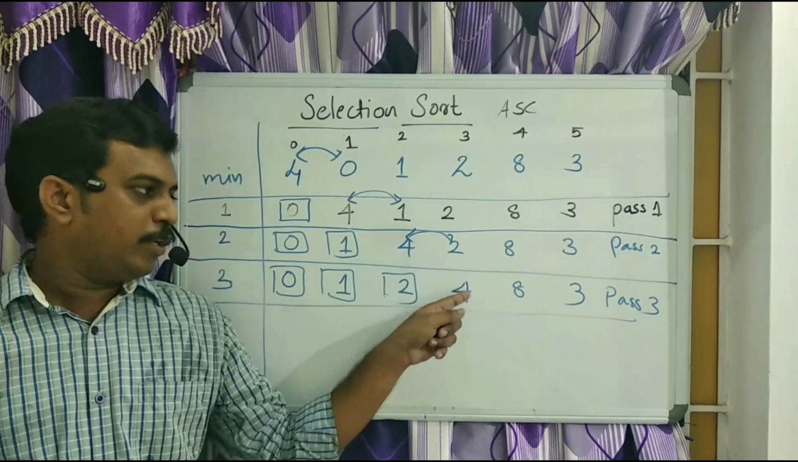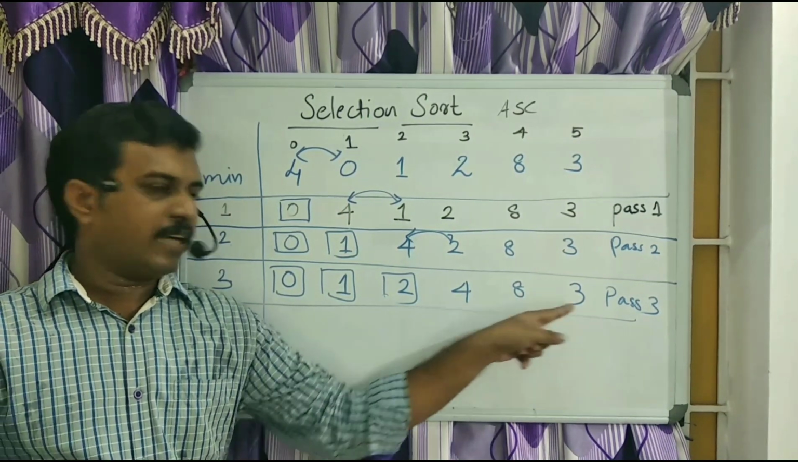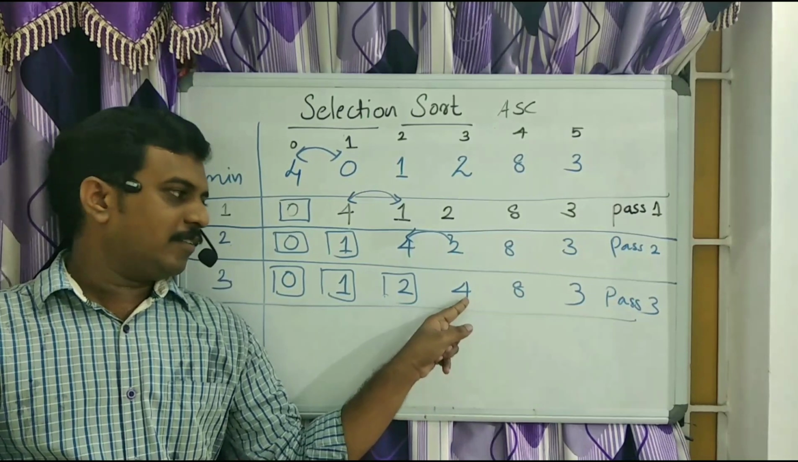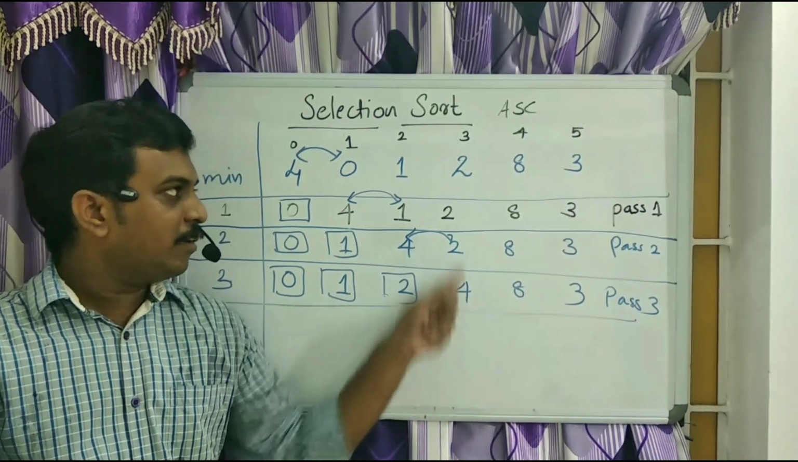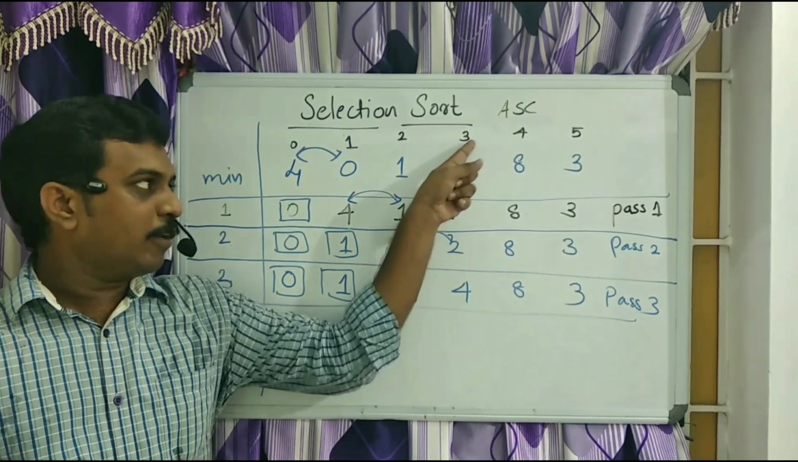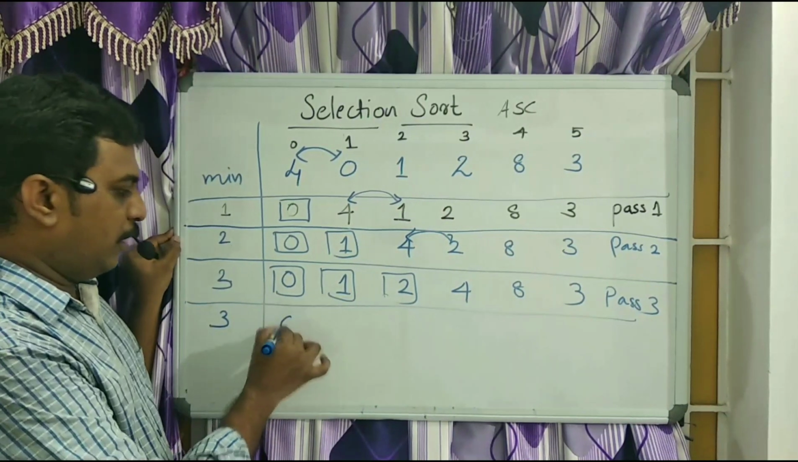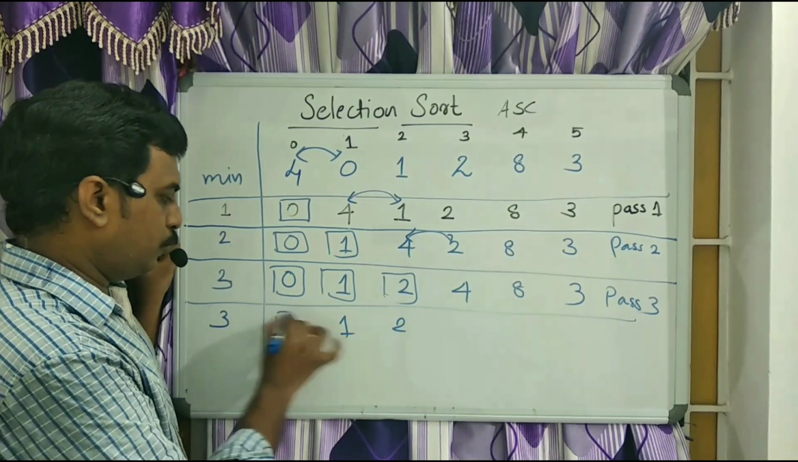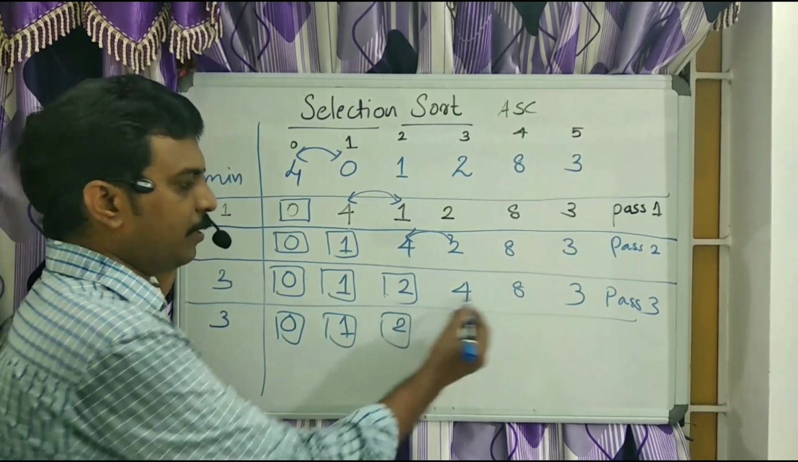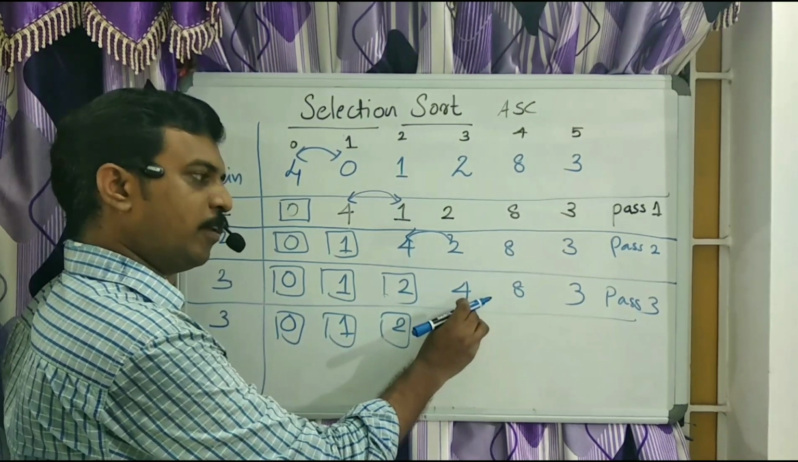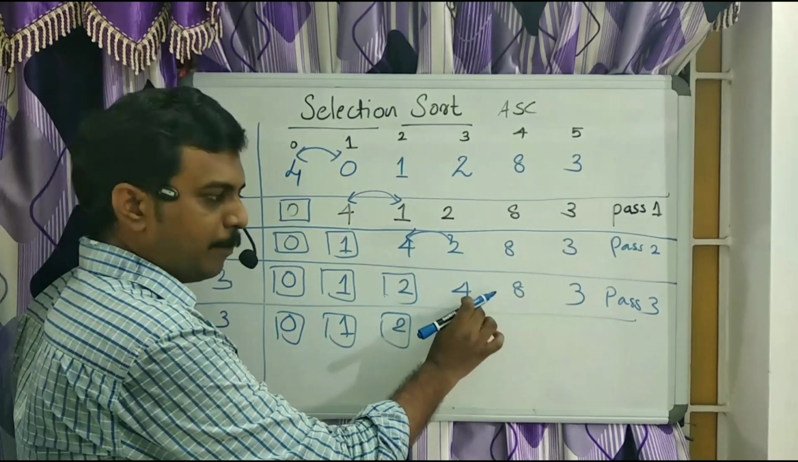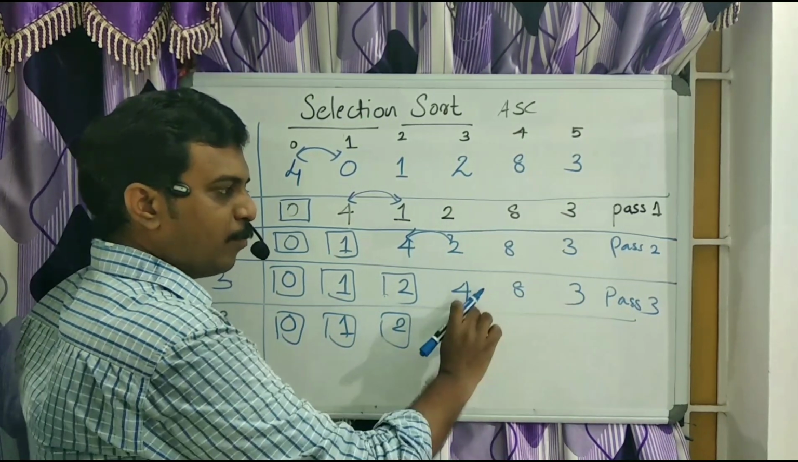Now we need to sort the elements 4, 8 and 3. 4 is the starting element in the remaining list. What is the index of 4? The index of 4 is 3. So I will store the minimum element index as 3. Then I will compare 4 and 8. 4 is the smaller element itself. Then I compare 4 and 3. 3 is smaller than 4.